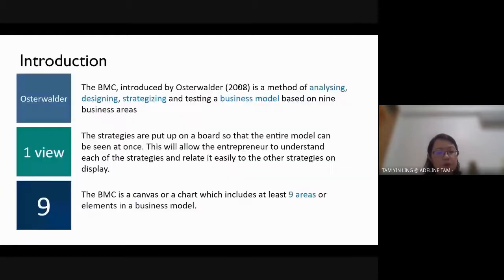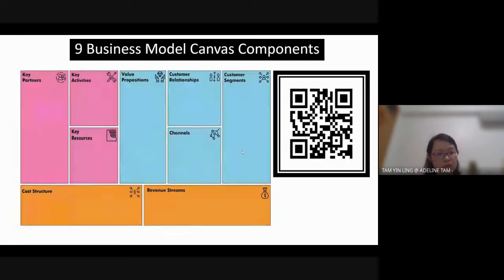All right, let's look at the BMC in more detail. BMC is a business model canvas introduced by Osterwalder in 2008. This is a method to analyze, design, strategize, and test a business model based on the 9 areas. So based on these 9 areas, you try to analyze your business and decide what strategy or plan you want to do for your own business. And this strategy is put on a board so that the entire model can be seen at once. Like, go back to just now. So the first thing you have to do in your presentation is tell me what you want to do.